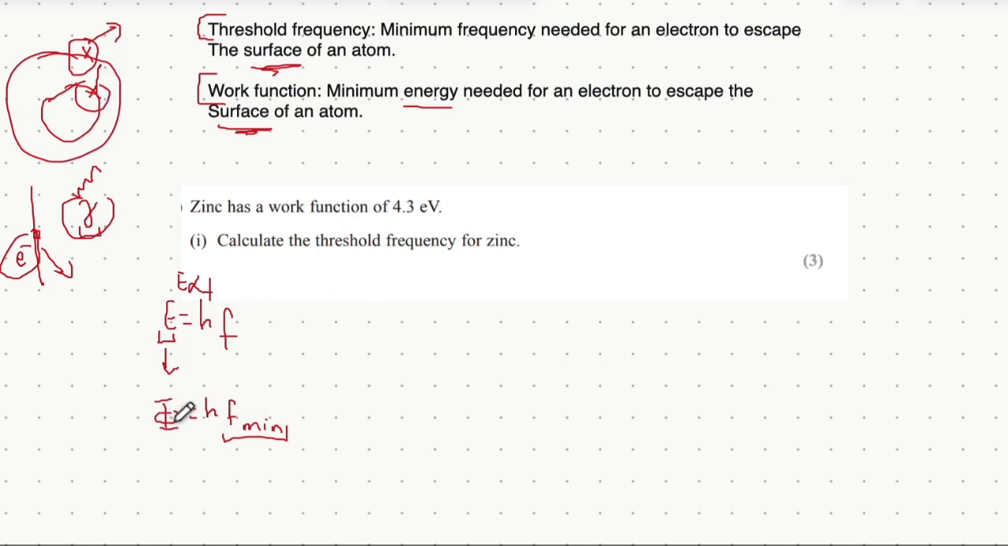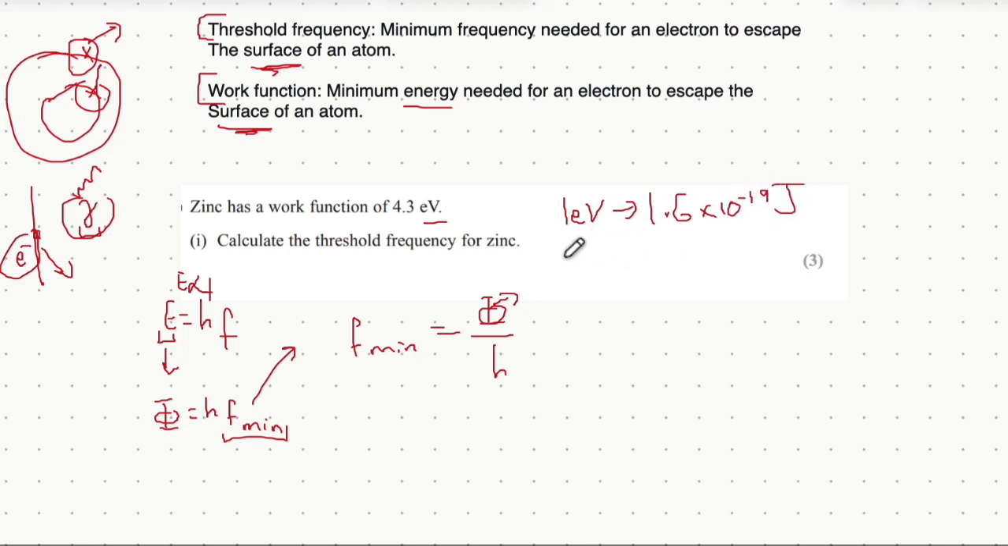Okay, so now that we've established where this equation comes from, let's rearrange it. We want the threshold frequency, which is equal to the work function divided by Planck's constant. Now, work function, because it's a type of energy, we always have to use it in joules in calculation. Right now we have it in electron volts. We can use the fact that 1 electron volt is the elementary charge, so it's 1.6 times 10 to the power of minus 19 joules. So to go from electron volts to joules, you're basically multiplying by 1.6 times 10 to the minus 19.